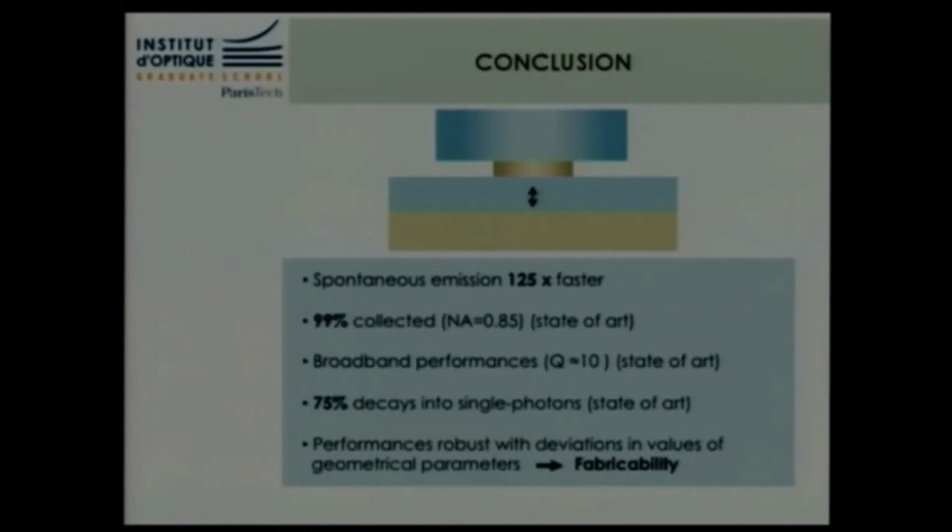And to conclude, we get a spontaneous emission that is enhanced 100 times. 99% of the single photons emitted are collected in a numerical aperture of 0.85. It provides broadband performances, and 75% of the emitted power will go into single photons, and all those performances are robust with any deviation in the geometrical parameters, which leads to a possible fabricability.